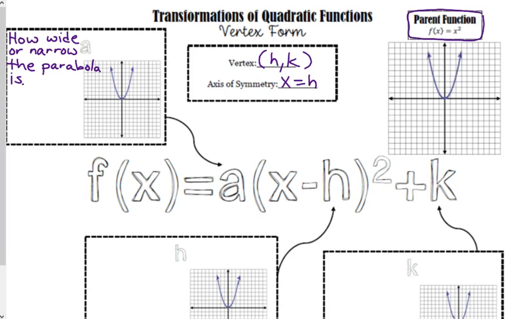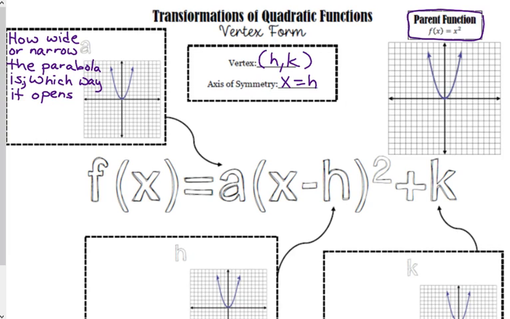And it also tells us which way it opens. So what we mean by that is we're going to see if it's wide or narrow, and we're going to notice if our arrows are going to point up or point down.